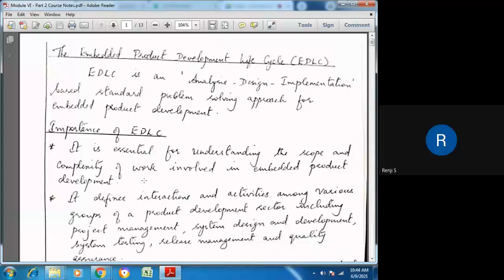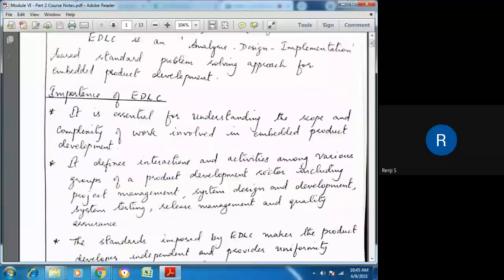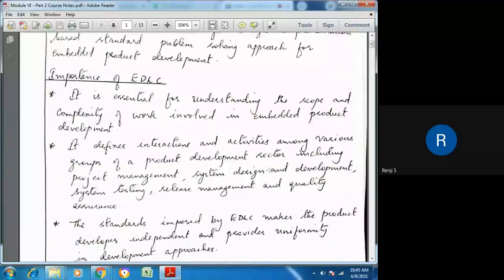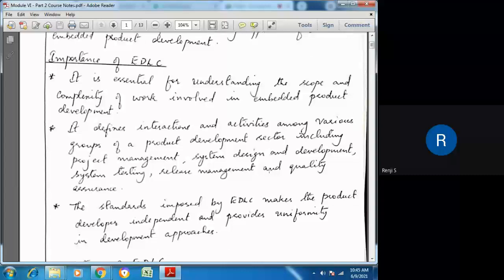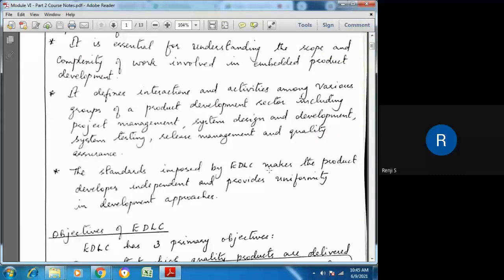And this is an outline. This analysis, design, implementation is just an outline, but there are many phases involved in development depending on the complexity of the product. So before going on to the phases of EDLC, yesterday we discussed the importance of EDLC. First, we said that it is useful for understanding the scope and the complexity of work involved. Second, it defines the various activities that are to be carried out during the development process. The activities include project management, design, development, testing, release management, quality assurance, etc.